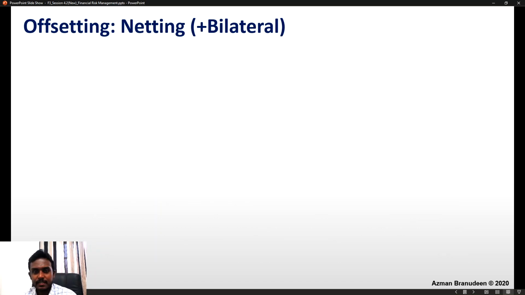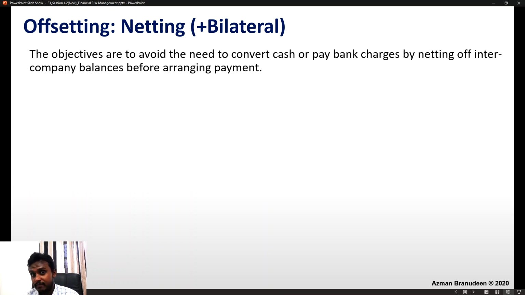Offsetting, netting and bilateral netting, let's take a look at it. Again, I told you they are very similar. The objectives are to avoid the need to convert cash or pay bank charges. Conversion and paying bank charges, you're trying to minimize engaging in these two activities by netting off intercompany balances before arranging the payment.